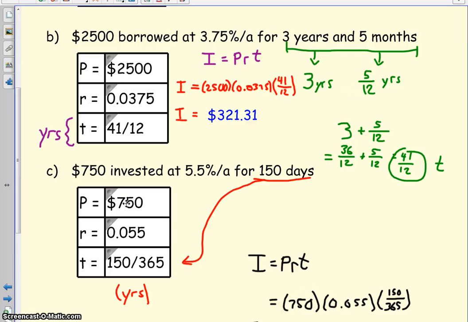Okay, so let's quickly check our answers here. For B, we're told the initial amount borrowed is $2,500. That's our principal, our P. Our interest rate is 3.75% per year. As a decimal, you divide by 100, that's 0.0375.